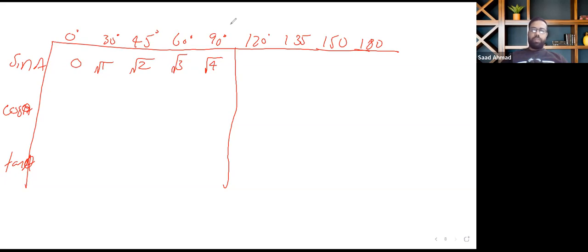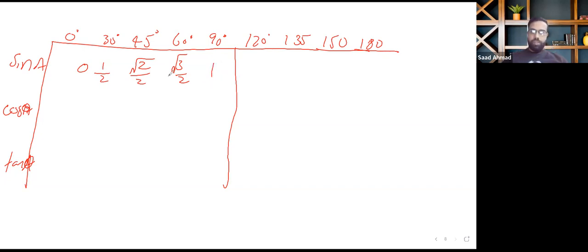Square root of 2 is square root 2. Square root of 3 is square root 3. And square root of 4 is 2. Now you divide them by 2. 0 divided by 2 is again 0, then you get 1/2, and 2 divided by 2 is 1. All right, so that's all you need to memorize.